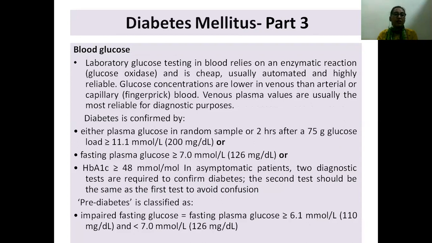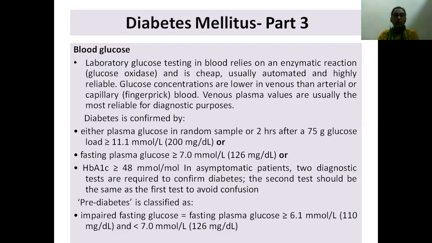Next important test is blood glucose. Laboratory glucose testing in blood relies on an enzymatic reaction, that is glucose oxidase, and it's cheap, usually automated, and highly reliable. Glucose concentrations are lower in venous than arterial and capillary blood. So venous plasma values are usually the most reliable for diagnostic purposes.